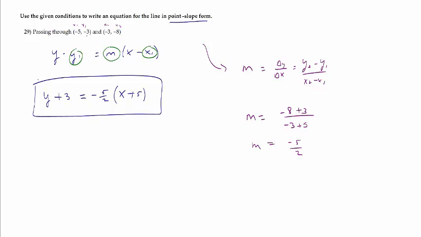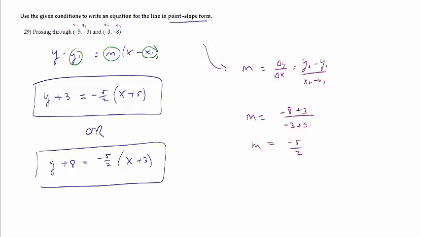Since you have 2 points, you could write it using the other ordered pair. So again, same thing. I have y minus a negative 8, so y plus 8, is equal to my slope, negative 5/2, times x minus x1, so x plus 3. And so either of these two solutions would be correct. One thing to note, if you are writing your answer in slope-intercept form or as a linear function, then there'll be a unique solution.